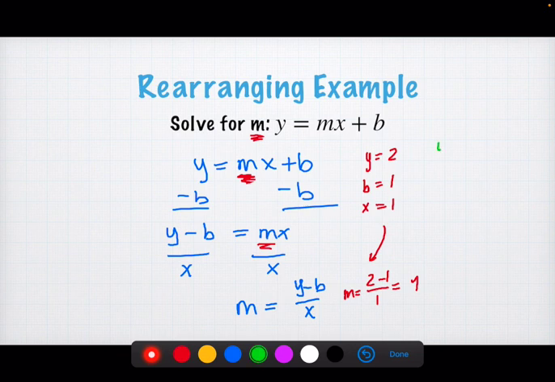Now, if we have y is equal to 5, b is equal to 3, x is equal to 1, you notice that the only things we changed were y and b; we left the x alone, but we can still plug this in. And so we have 5 minus our b, which is 3, divided by 1. That's going to give us an answer of 2. So you notice that we can use this equation, now that we've rearranged it, to solve for the slope easily because we don't have to re-solve it. We just have to plug in the numbers and go.